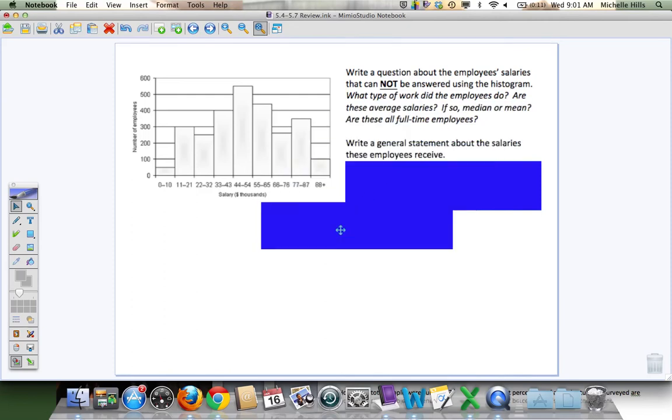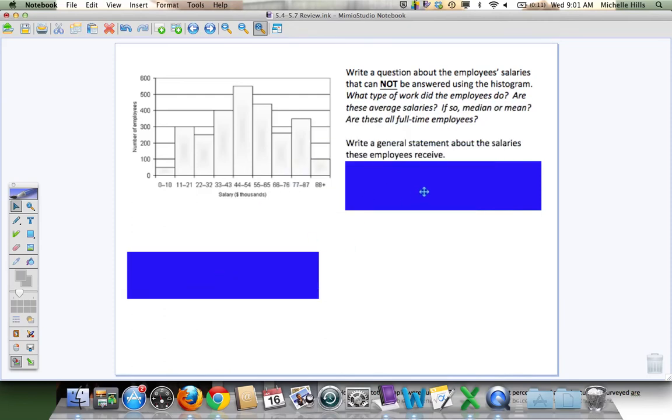So a couple of things I put down. What type of work do the employees do? Are these average salaries? If so, are they mean or median? Are these all full-time employees? I would hope that the people who earn between $0 and $10,000 are not full-time. So if this is a mixture of full-time and part-time, maybe even 3/4 time and half-time, then this isn't necessarily comparing very well if you're wanting to compare who makes more money, like per hour or something. So we don't know the hourly rate of these employees. There's just a whole bunch of things that I could write here, and probably better to write a couple things.